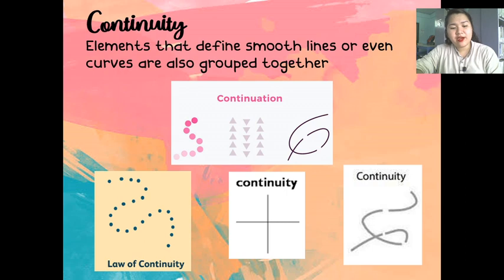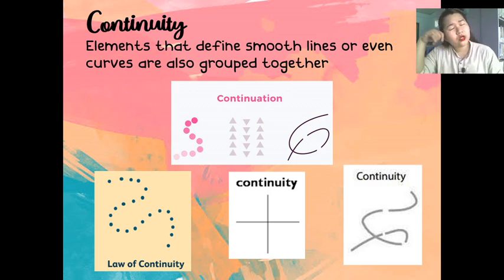Then, we also have here, yung circles. Sa law of continuity, di ba? Circles siya, pero siya ay in-arrange in a curve, kaya para siyang, what's this? Yung cutting na line, di ba? Yung parang tinitrace nga ni sometimes ng mga elementary students. So, parang nagiging continuous siya.